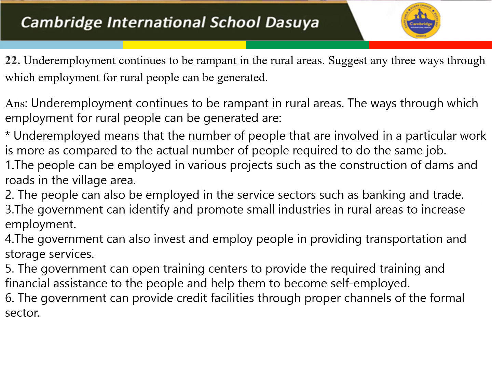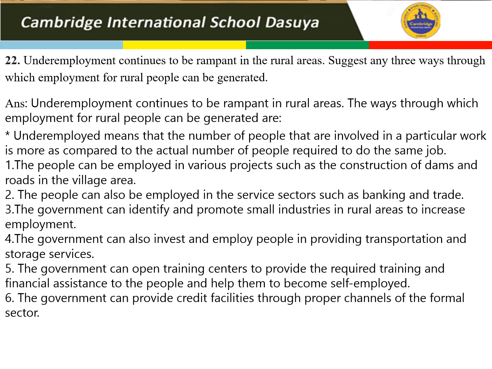So next question is, underemployment continues to be rampant in rural areas. Rampant means problem. Okay. So suggest any three ways through which employment for rural people can be generated. So all these points are given in your book, my dear students. So what we have to do is, any three points you can use for this. If you write any 3 points from these, that will be your correct answer.